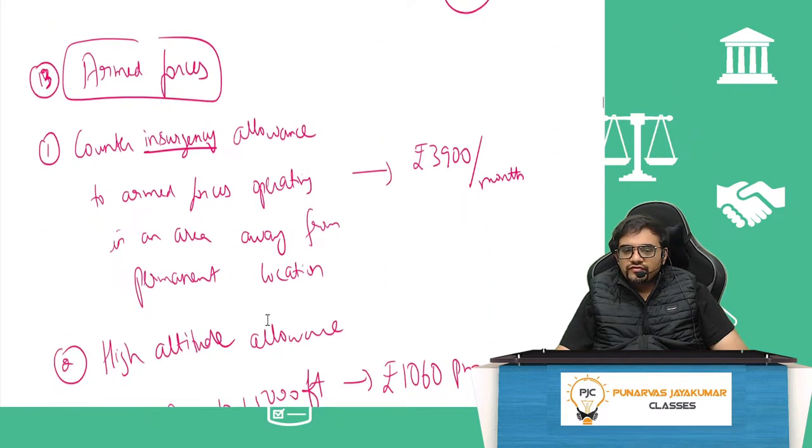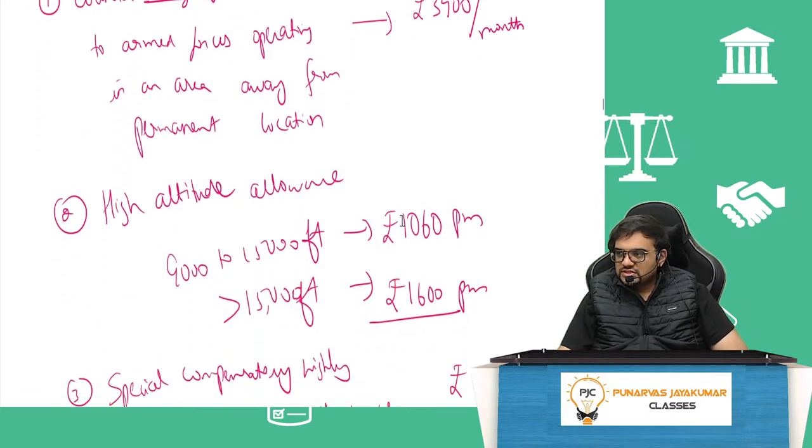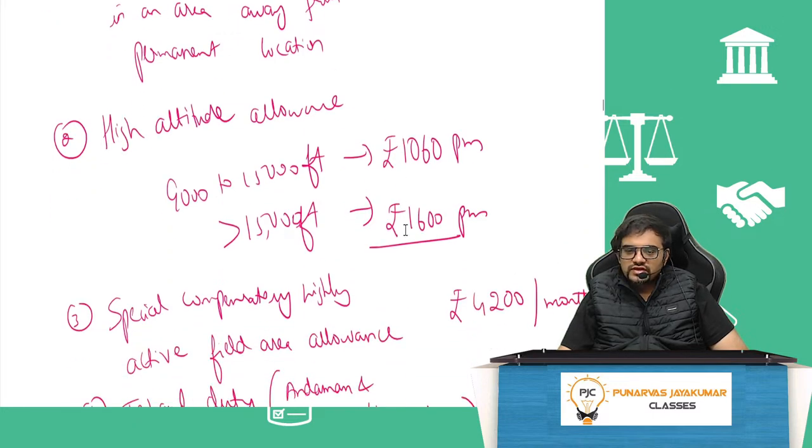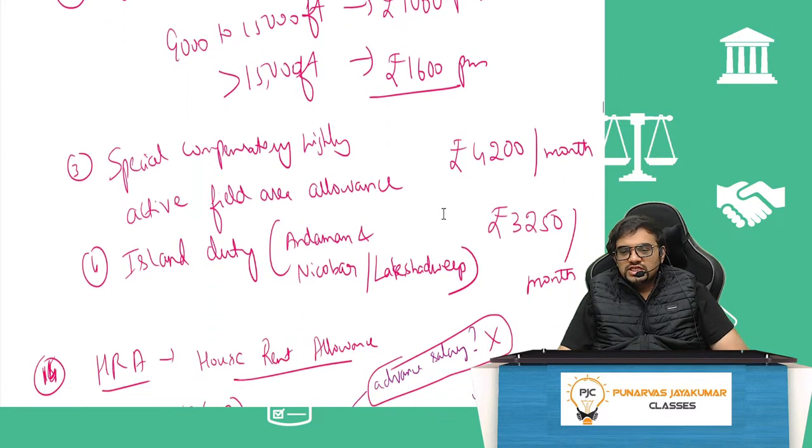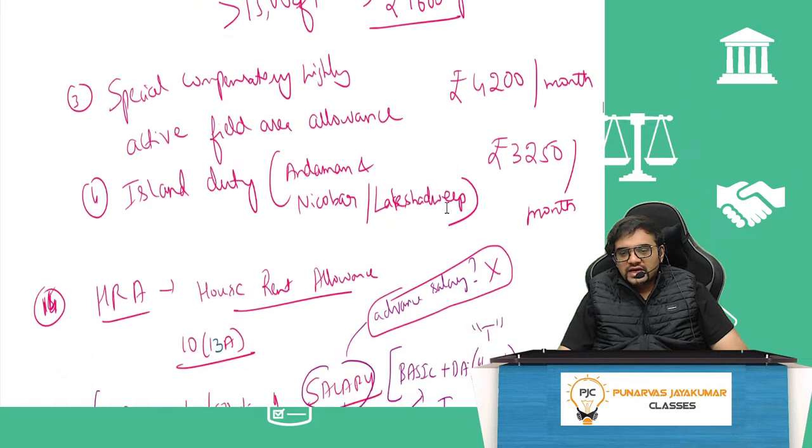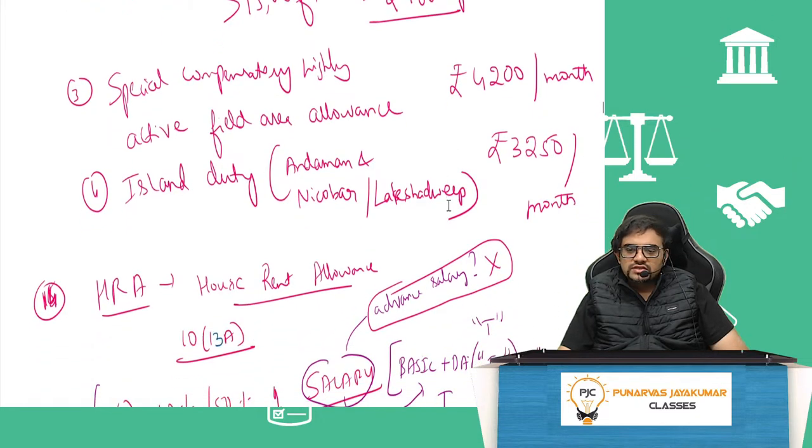And for our armed forces, counter insurgency allowance of armed forces operating in an area away from the permanent location. So immediately if there's some terrorist attack, the army will deploy the jawans there. For them, 3,900 rupees per month. High altitude allowance. This is not Siachen Glacier, other glaciers. 9,000 to 15,000 feet, 1,060. More than 15,000 feet, 1,600 per month. Special compensatory highly active field area allowance, where a lot of terrorist activities are going on, 4,200 rupees per month. Island duties, that is in Andaman, Nicobar, Lakshadweep, etc., 3,250 rupees per month is the allowance that you will get.